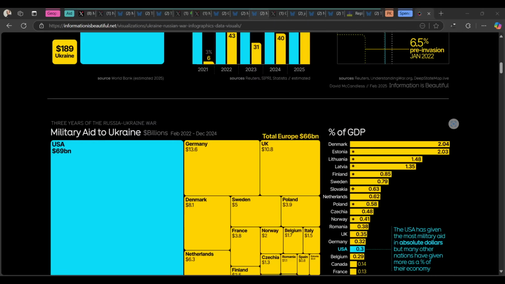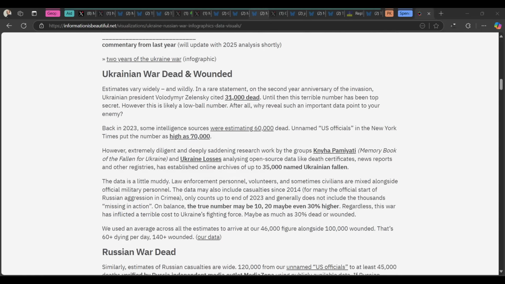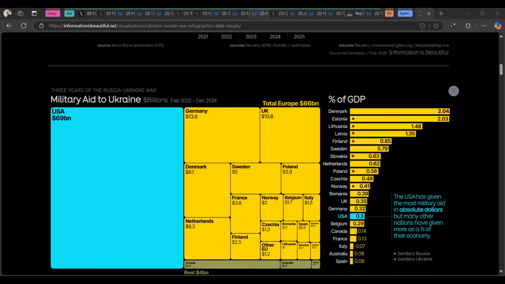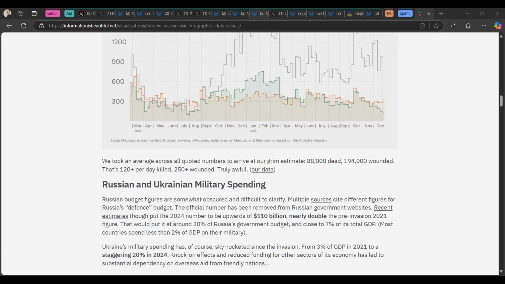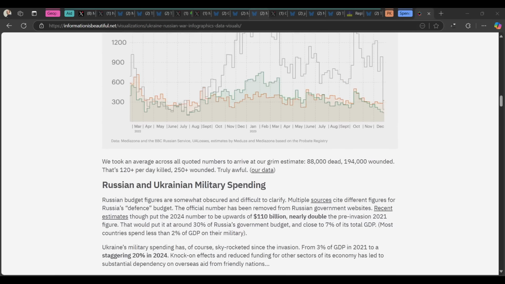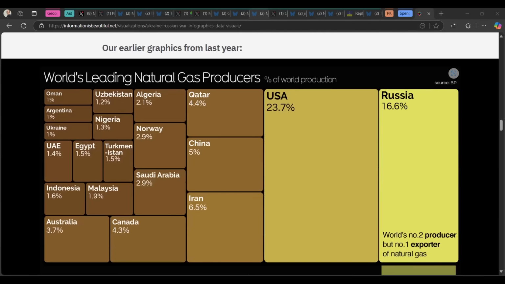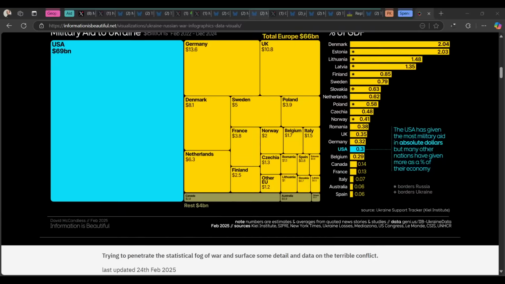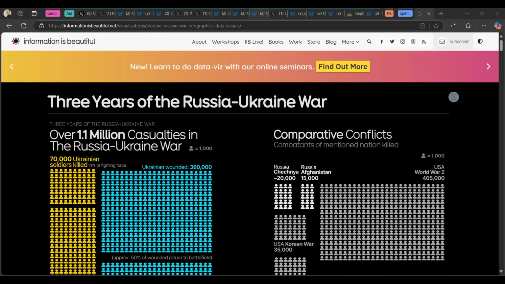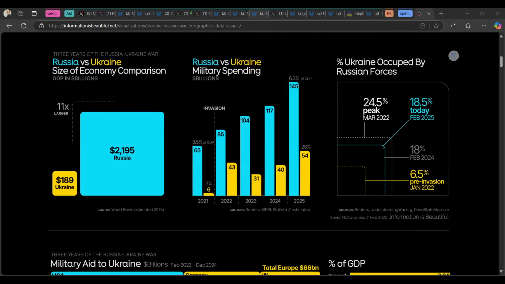Now, there's lots that can be said about this and lots of asterisks attached to all of these data points. But really interesting. Good to see this website, and I love what they seem to be doing here. What do we have? That's losses, world's leading natural gas producers, loads of other graphics. That's from last year. But yeah, I think that this is really cool, interesting stuff, and a good way to start this video.